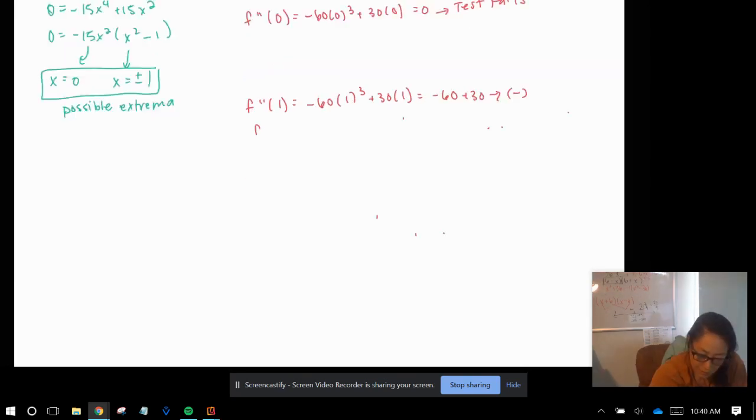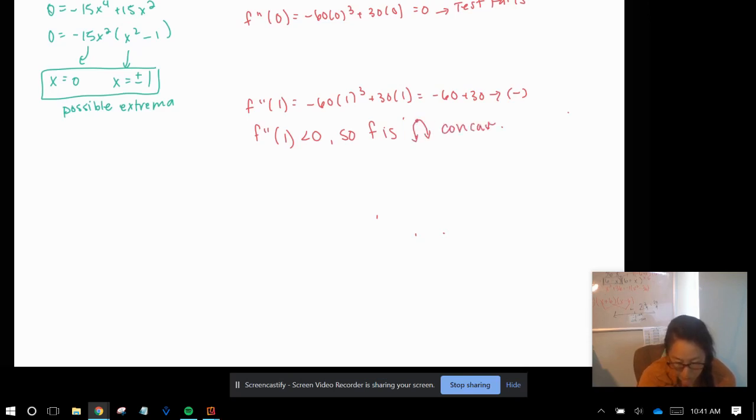Let's move on to f double prime of positive 1, which is less than 0. So f is concave down, and has a relative max, because it's concave down, at 1 comma f of 1. I didn't calculate f of 1, sorry.